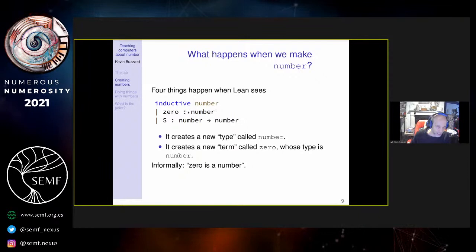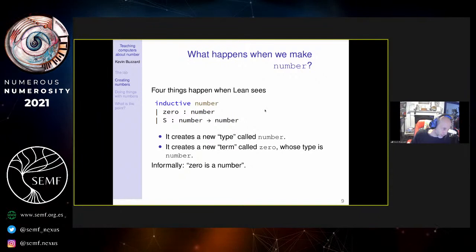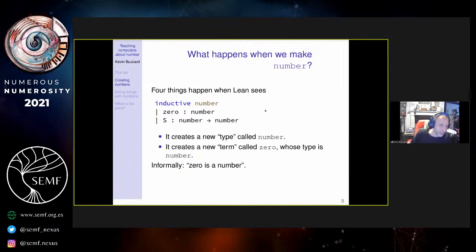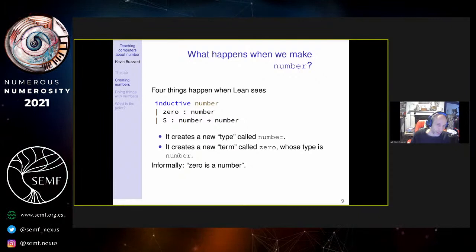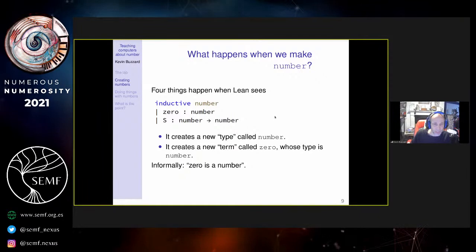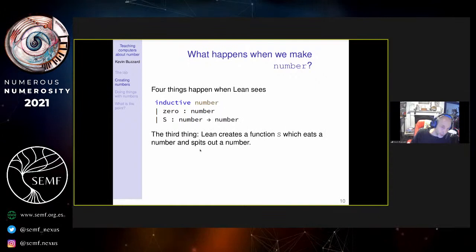You see, the colon really means the thing on the left of the colon is a term and the thing on the right of the colon is a type. And the colon means that the term is a term of that type. So if you're happy to think about number as a type and zero as a term of that type, that's fine. But we can just informally summarize that by saying zero is a number. So that's what's happened by the end of the second line. Lean has done two things. By the end of the third line, Lean has done three things.